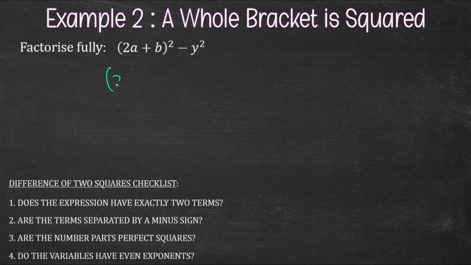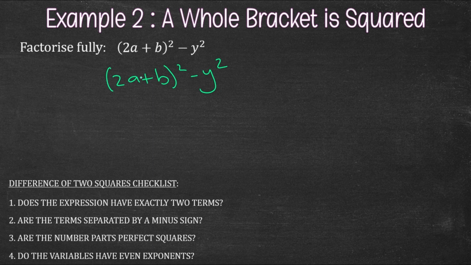Let's factorize this expression. Always check for an HCF first. Looking at this expression, I can see there's no useful HCF that we can take out. Now we're going to check whether this expression is a difference of two squares. First question, does this expression have exactly two terms? And the answer is yes. It is this term and it is this term.